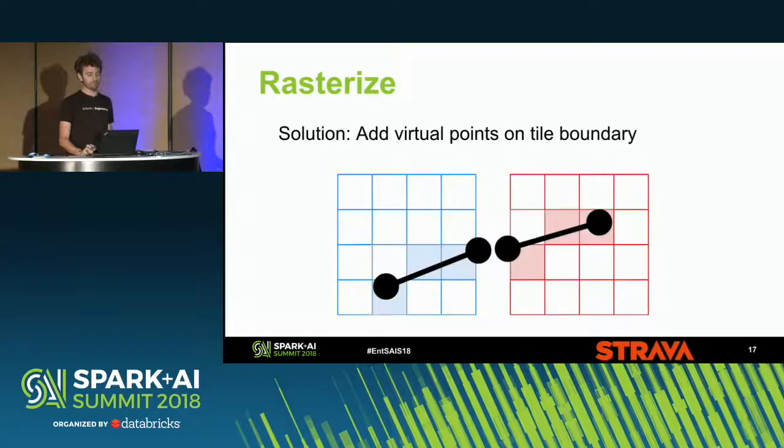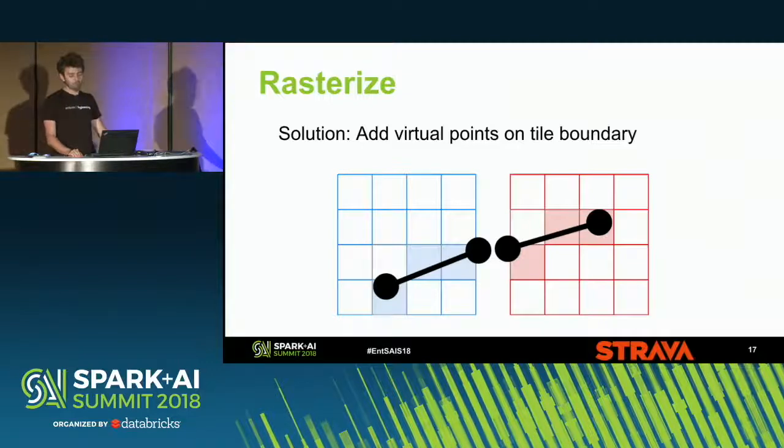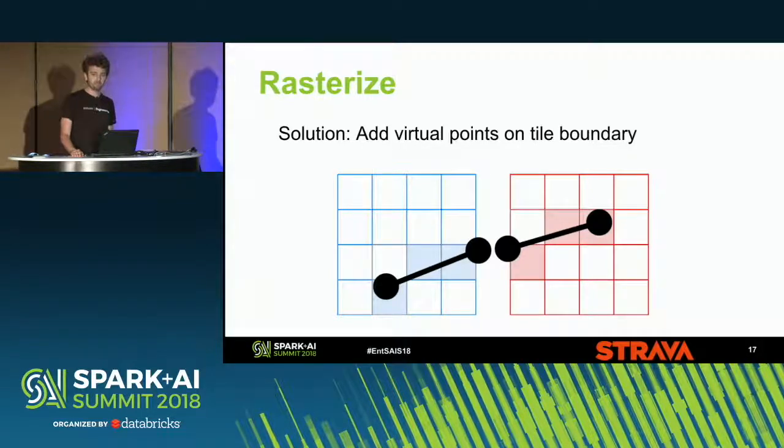So a simple trick for that is, as a pre-processing step, you just add in a virtual point at every boundary on the tile, such that all of your subsequences of points will always end on the edge of a tile. And then you don't have to worry about this problem anymore and can pretend that it doesn't exist.